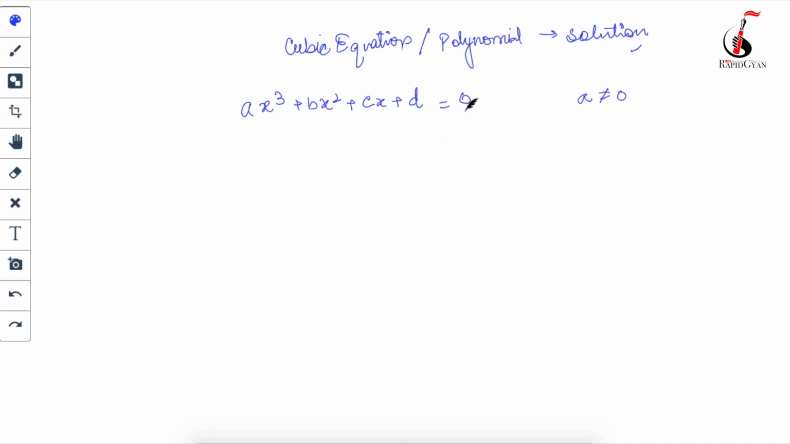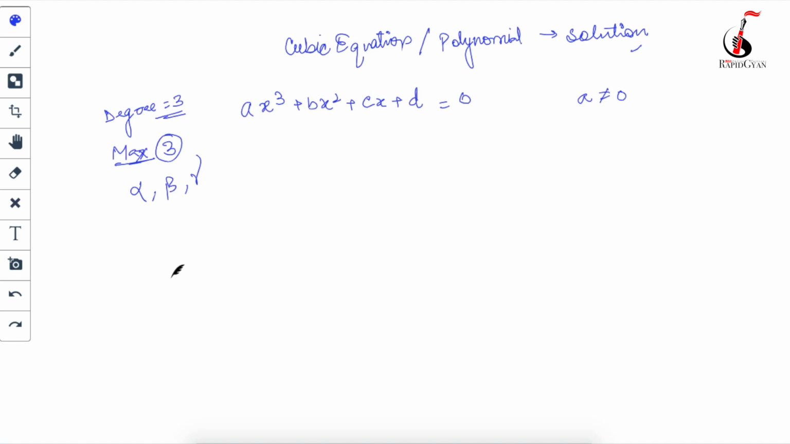After putting 0, we know that cubic equations are of degree 3. So for any equation of degree 3, what will be its solution? The solution means the roots of this equation, and we will get a maximum of 3 roots. How many roots will we get, beta? We will get 3 roots. I'm assuming those 3 roots are alpha, beta and gamma. There is a relationship between alpha, beta and gamma. They are also called zeros of this cubic polynomial.